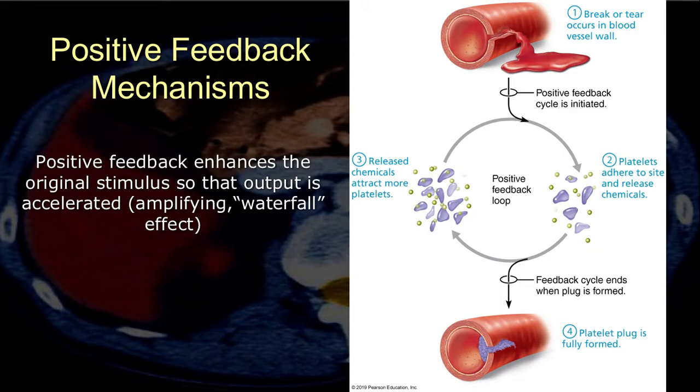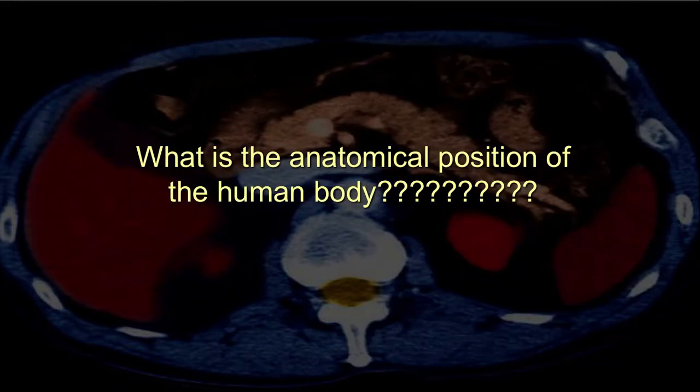Lactation, so milk production, is another example of this. Once it starts coming out, it keeps flowing for a while. So there are a couple of examples of positive feedback mechanisms, but a lot of our physiological examples are negative feedback mechanisms. All right, that is all that we're going to say about homeostasis right now.